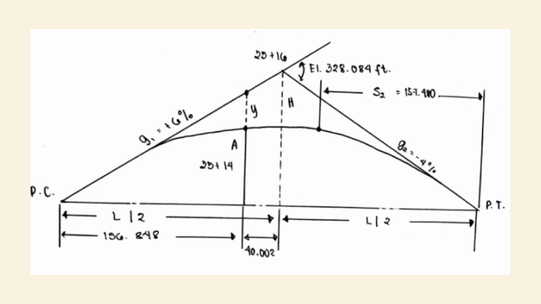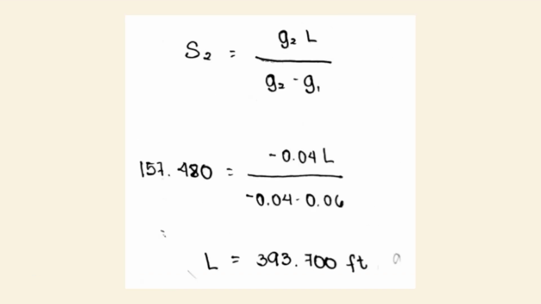So using the same figure but with the values being in the English system, the elevation would now be 328.084 feet instead of 100 meters. S sub 2 would now be 157.480 feet instead of 48 meters. So the stationing 25 and 140 would now be 25 and 14. So for A, we need to find the length of the curve.